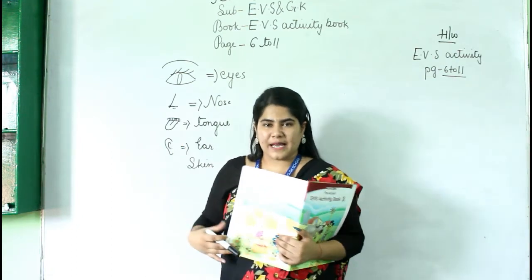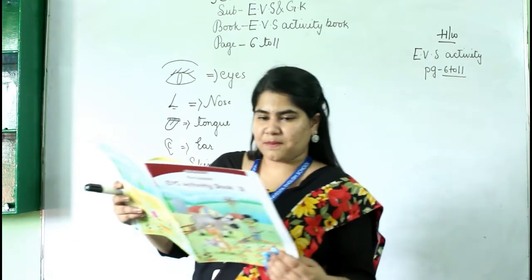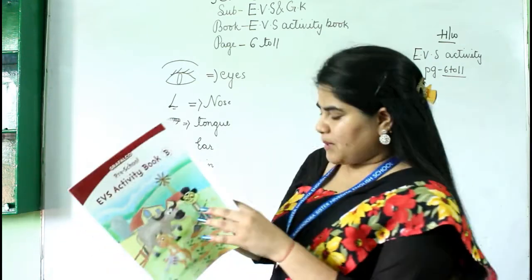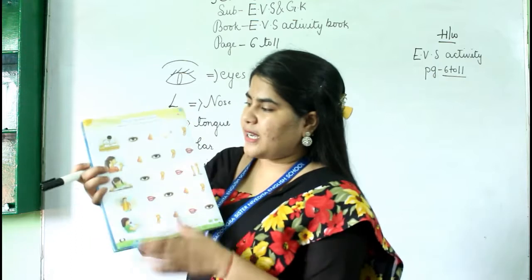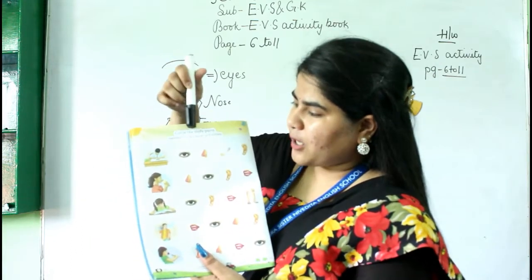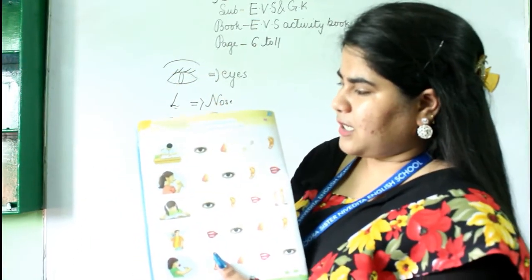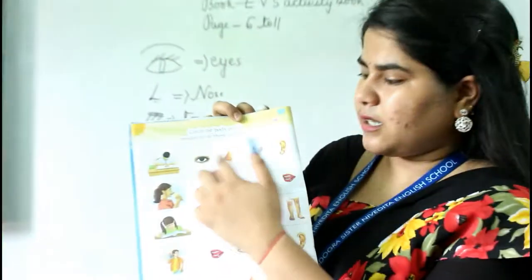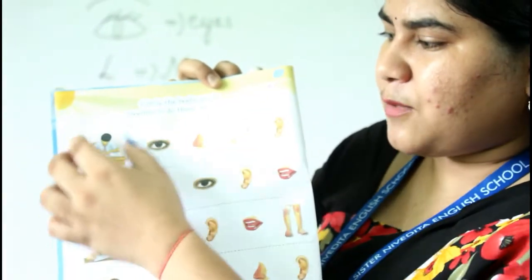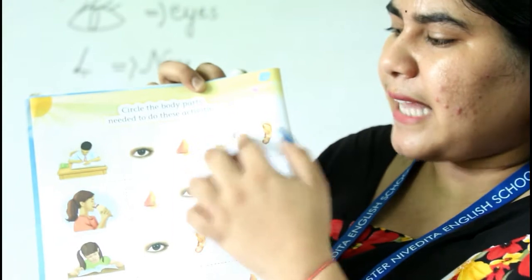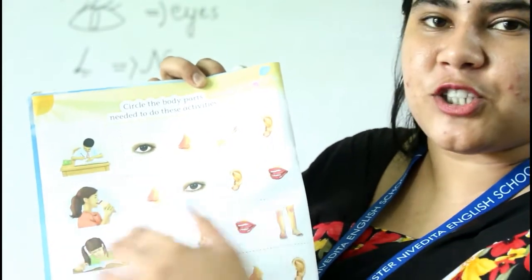So these are the 5 sense organs. Now let's move on to this part. Page number 6. Okay, so let's see. Circle the body parts needed to do these activities. You have to circle the body part which the picture shows.